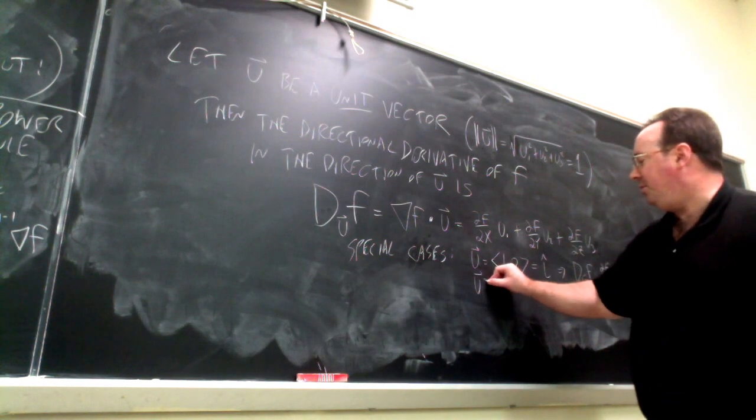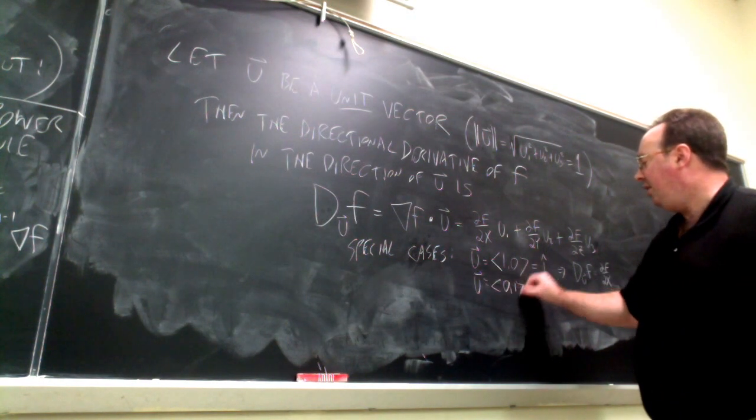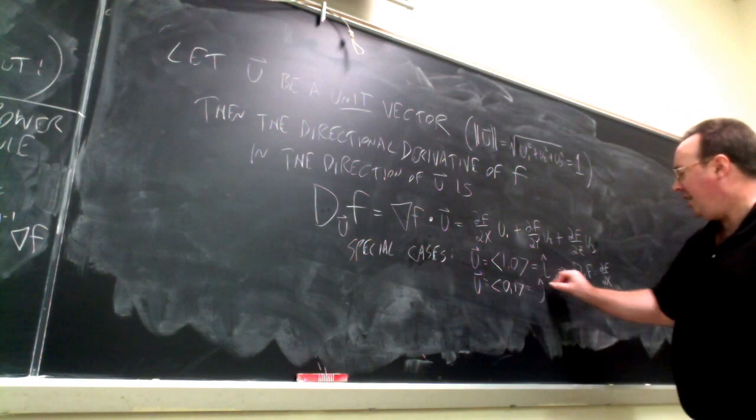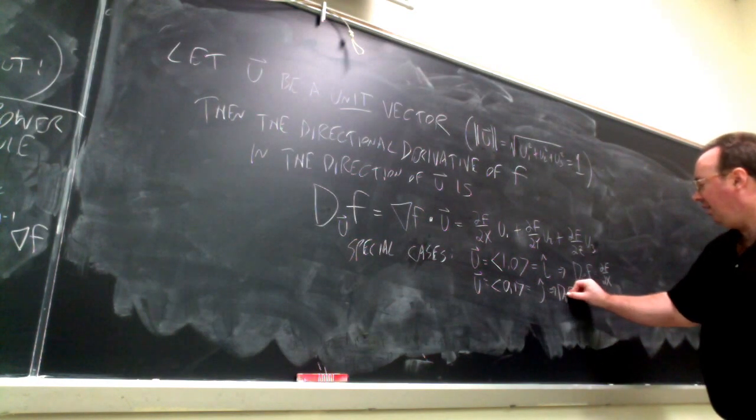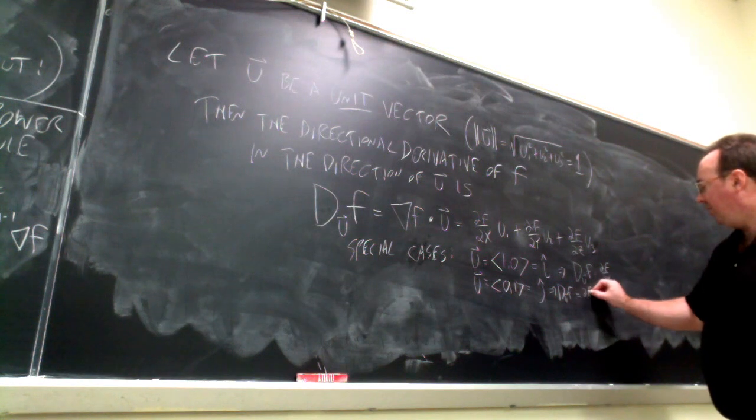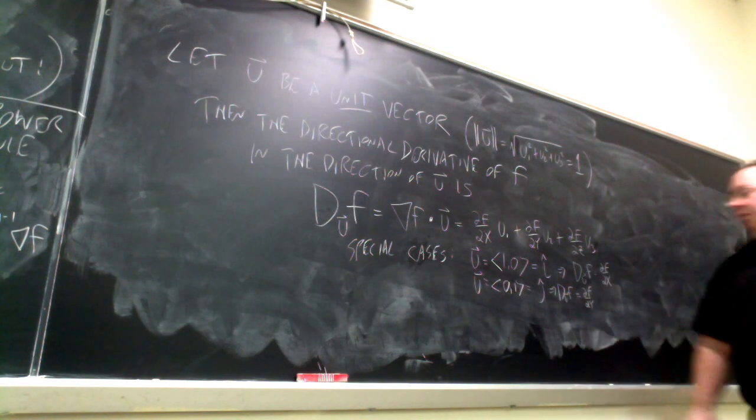Similarly, if u is this vector, 0, 1, which is called j hat, then the directional derivative, so we're just looking along the y-axis, so that's partial with respect to y.